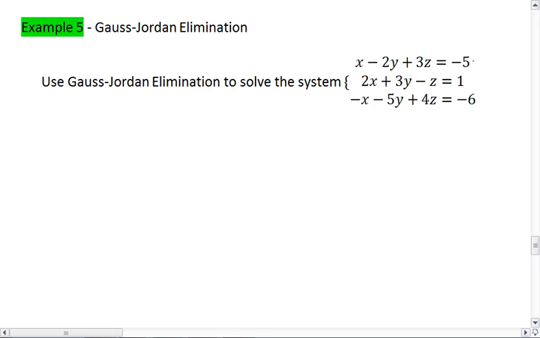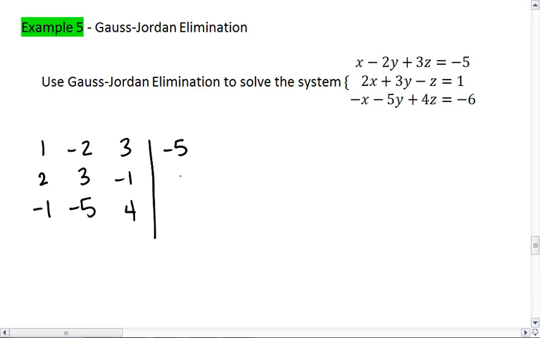Alright, luckily our equations are already in standard form, which means we can simply plug them into our augmented matrix. We get 1, 2, negative 1, negative 2, 3, negative 5, 3, negative 1, 4, and the adjoining column of negative 5, 1, negative 6.